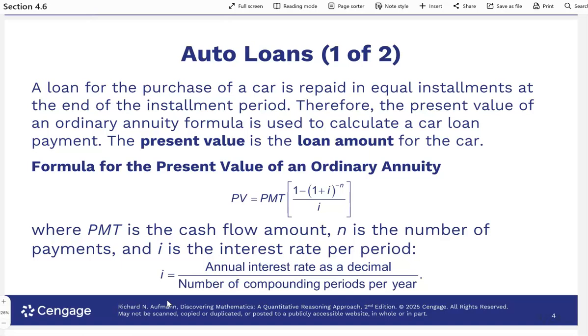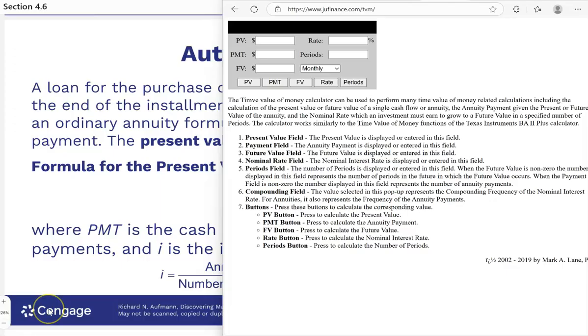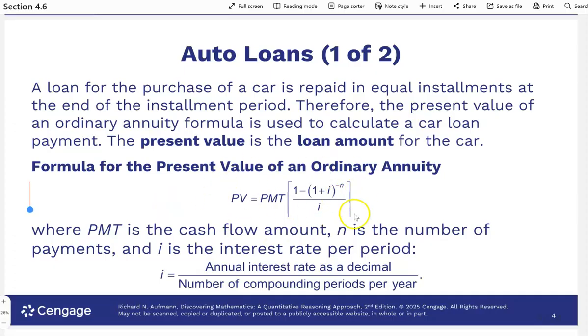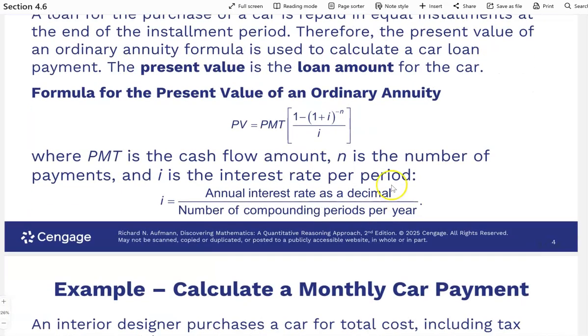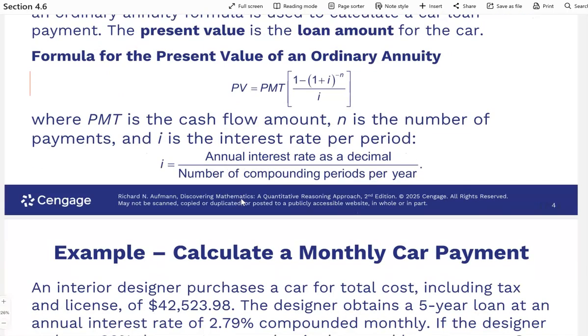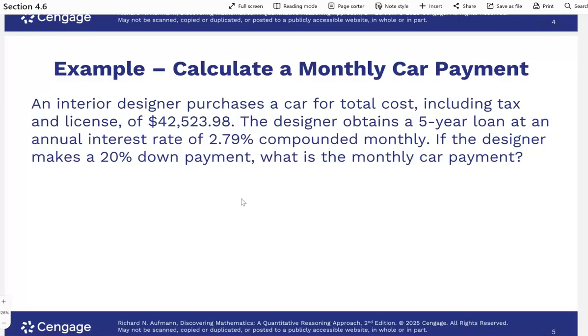I'm going to show you how to do this with our solver that's online. This is the same TVM solver that we've used in multiple sections. I've got a link to it in Blackboard, and you can go to jufinance.com/TVM if you want to type it into the address bar. This is what it's doing behind the scenes: calculating that present value for an ordinary annuity. And i is going to be the annual interest rate as a decimal divided by the number of compounding periods per year. So let's look at an example.